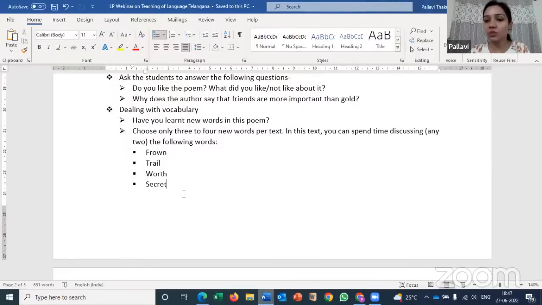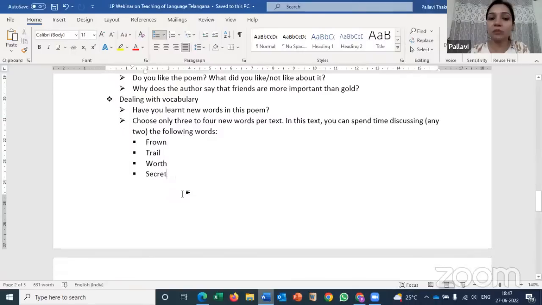Now, what do you do with these words? Once you have chosen them, do you give them a list? Frown means this. Trial means this. Worth means this. Secret means that. Perhaps not. So, as I said, you should ensure that you engage deeply with these words.